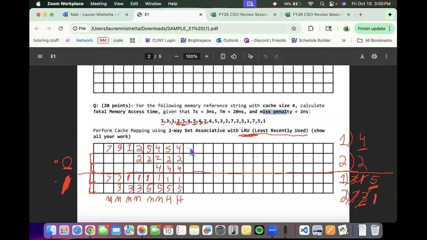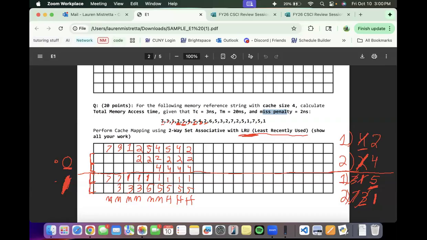2 is my next one. Now 2 is in here already as well, so I'm going to have another hit. But I also have to do one more change. Now the 2 gets bumped to the front of the line because now it was most recently used. So the 2 goes before the 4 now.